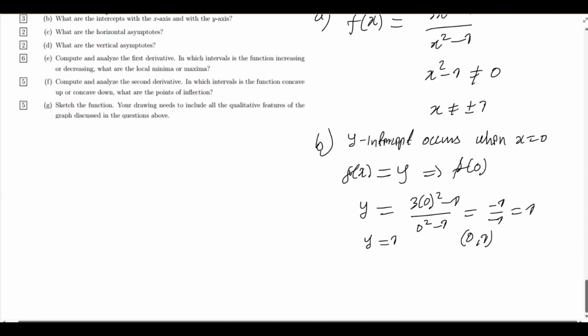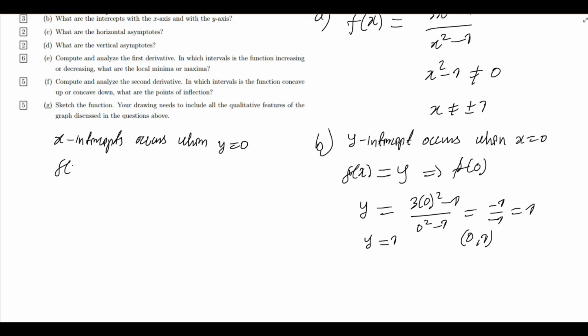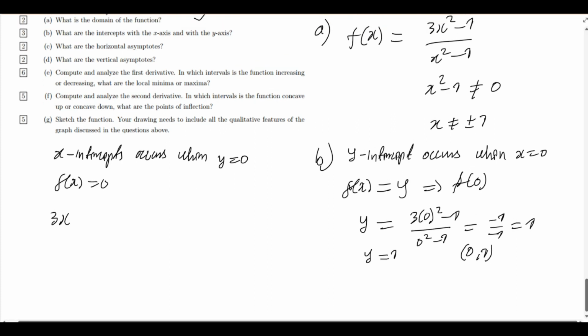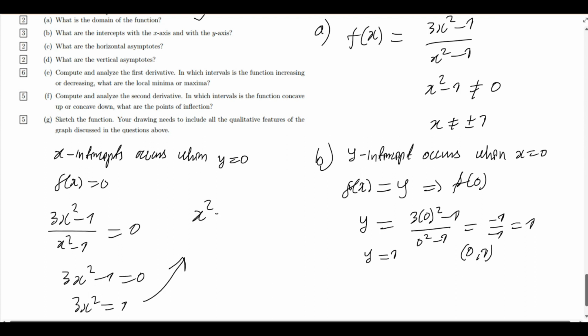Again, to get the x-intercept, the x-intercept occurs when y is 0, meaning that our f of x is 0. So know that our f of x is 3x squared minus 1 all over x squared minus 1. So this will be 0, meaning that 3x squared minus 1 is 0. 3x squared will be 1. So if you continue, x squared will be 1/3, and x will be plus or minus the square root of 1 over the square root of 3.